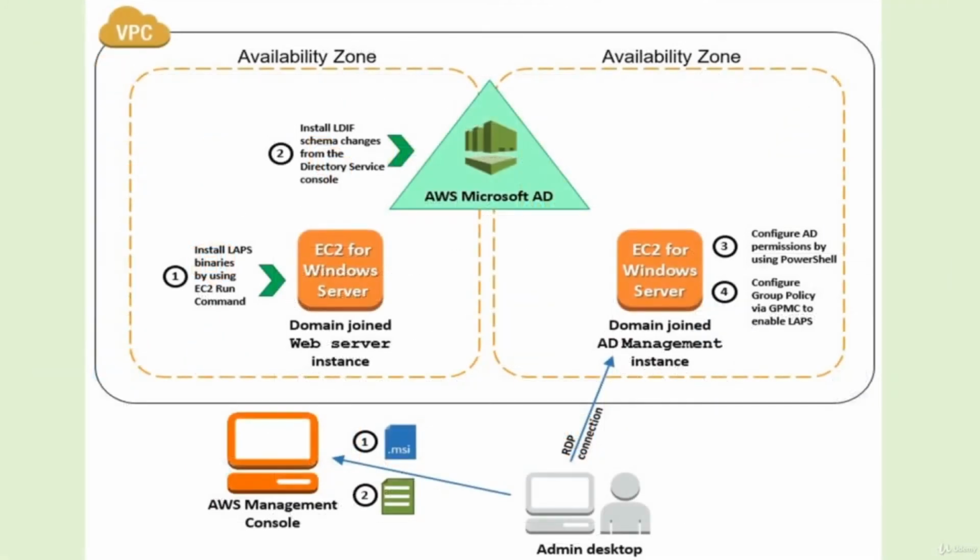Here we have an availability zone, a resource, a Microsoft AD distributed over different availability zones. We have installed lab binaries by using EC2 instance Run Command. We can have the web server instance running there and the AD management instance running out there. We have the management console MSI account and connected these things. We can install LDIF schema changes directly on the AWS Microsoft AD.